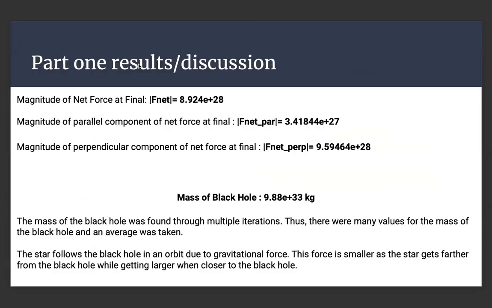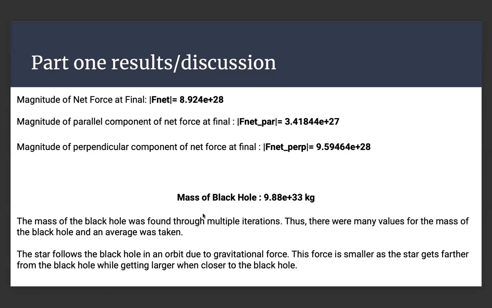And here I have the results and discussion for part 1 of my experiment. I found the magnitude of the net force at final to be 8.924 times 10 to the power of 28. And I found the magnitude of the parallel component of net force at final to be 3.418 times 10 to the power of 27, while the magnitude of the perpendicular component was 9.59 times 10 to the power of 28. And overall, the mass of the black hole, as stated earlier, was 9.88 times 10 to the power of 23.